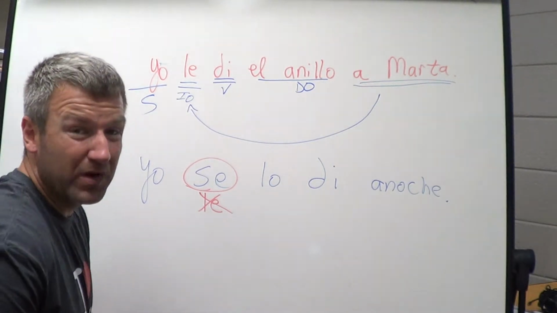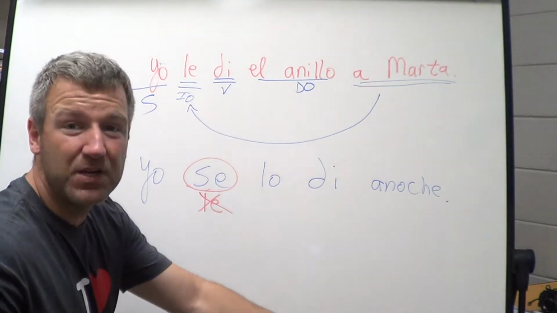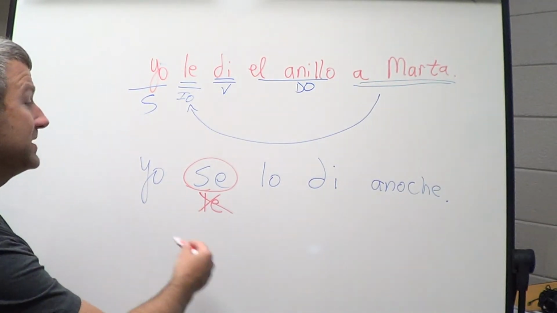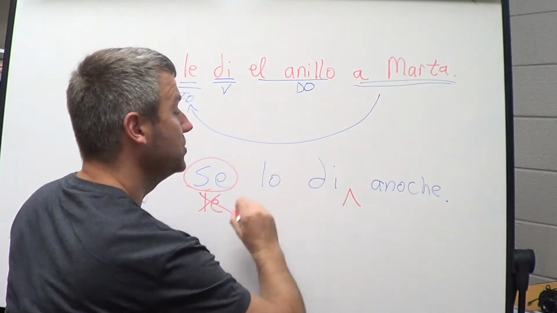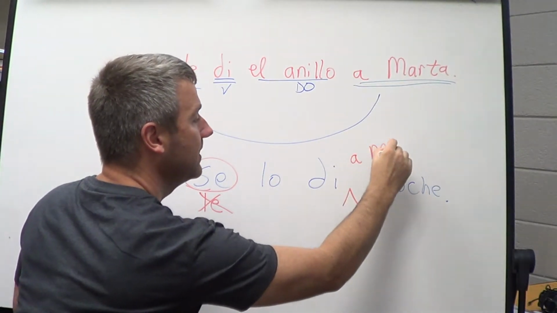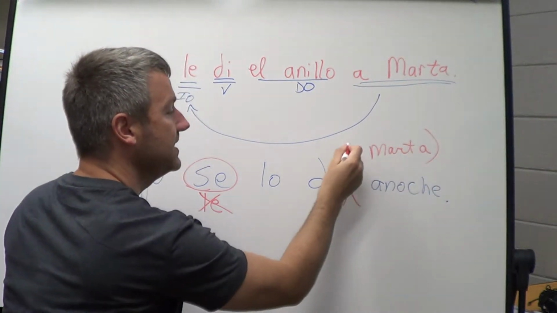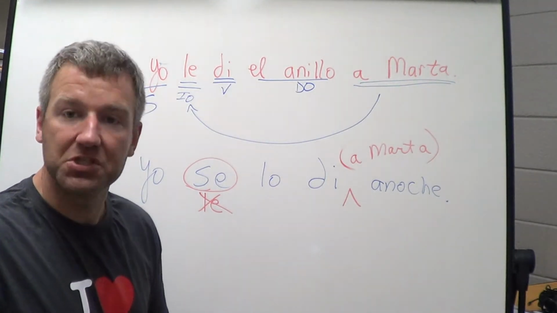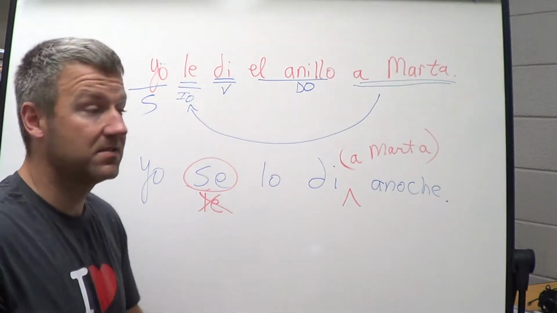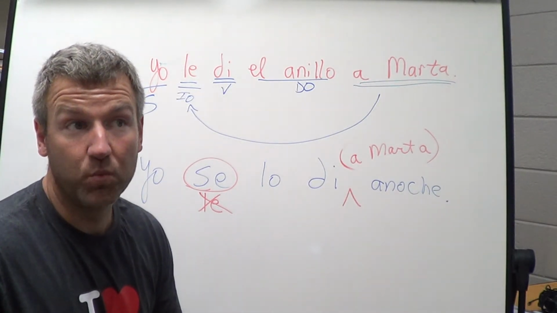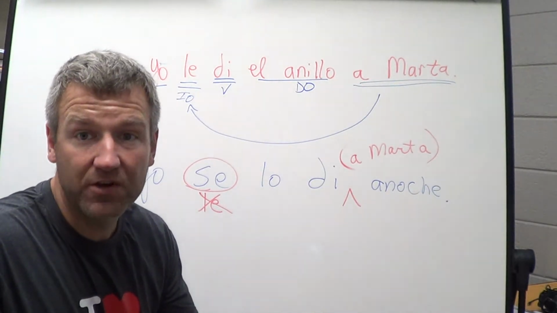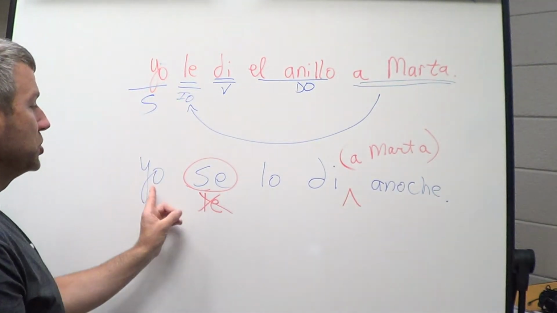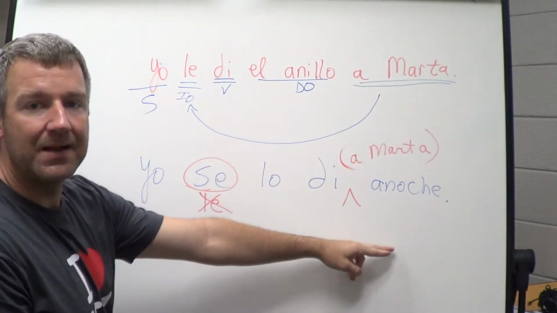If you still wanted to be sure that everybody knew without a doubt who you're giving that ring to, you could say yo se lo di, let me put a little caret right there, yo se lo di a Marta. Again, I'll put that in parentheses. It's not required, it's just a little extra clarification should you want to give it in this case. But if somebody says, when did you give the ring to Martha? They already know you're talking about Martha, so why would you want to say her name again? I mean, you could, but you don't have to. So, yo se lo di a Marta anoche.